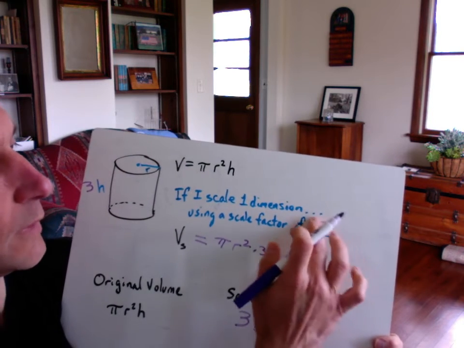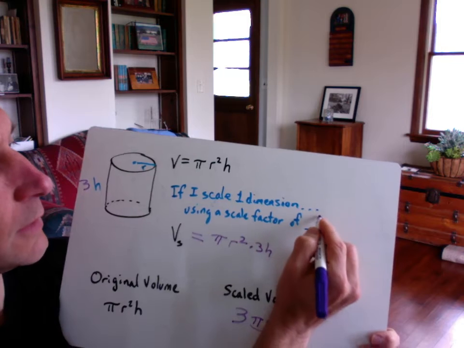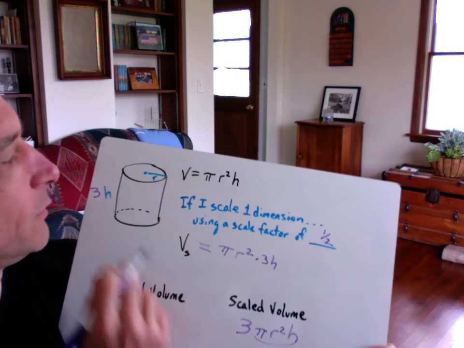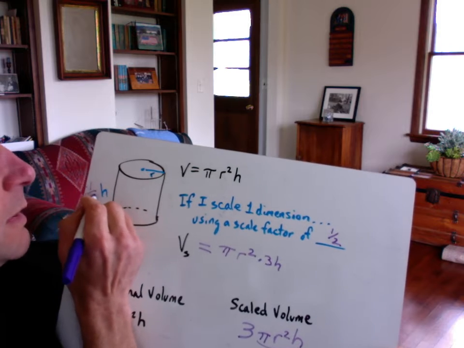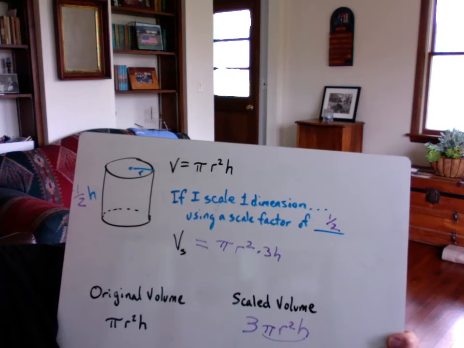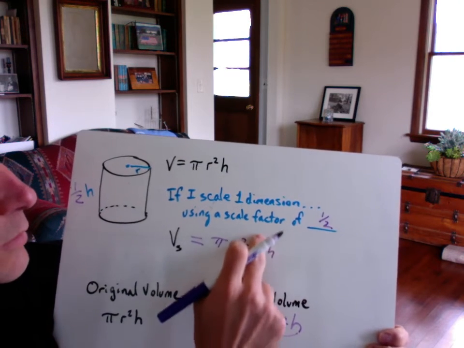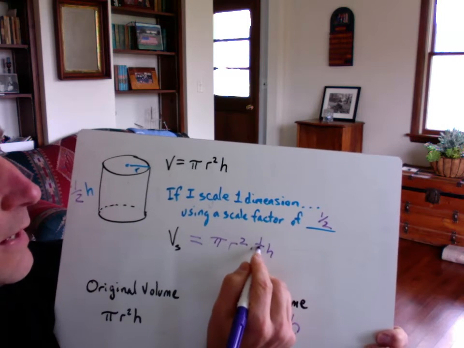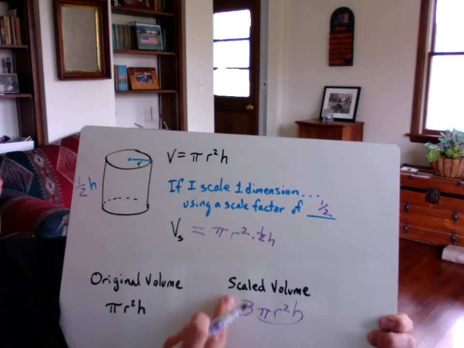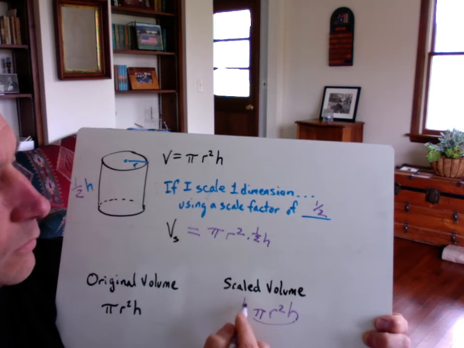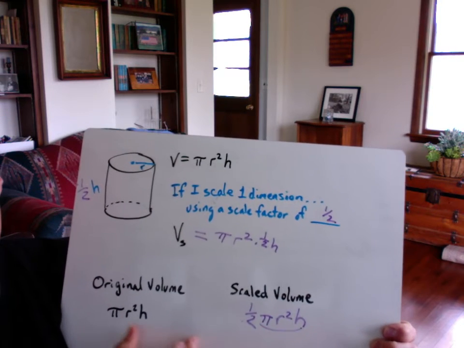This is true even if I use a small scale factor. Let's say I use a scale factor of 1/2. The height now becomes half as tall as it used to be. Instead of 3 h's, I now have half an h. And my scaled volume will be 1/2 of the original size.